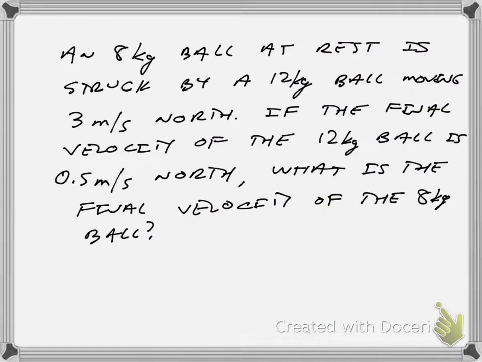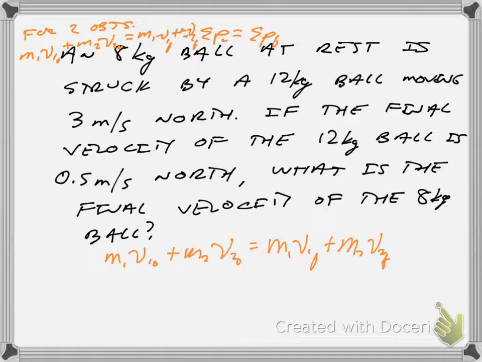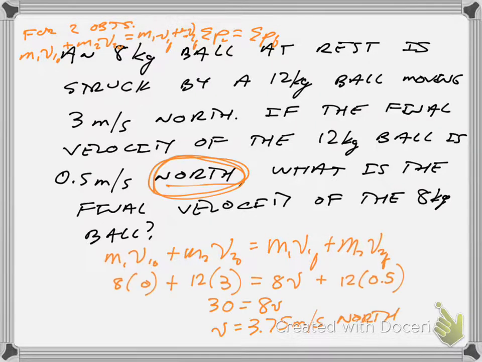All right. An 8 kilogram ball at rest struck by a 12 kilogram ball moving 3 meters per second north. If the final velocity of the 12 kilogram ball is 0.5 meters per second north, what is the final velocity of the 8 kilogram ball? Exact same approach. I just plug into my formula, give the values, and get a final answer of 3.75 meters per second north.